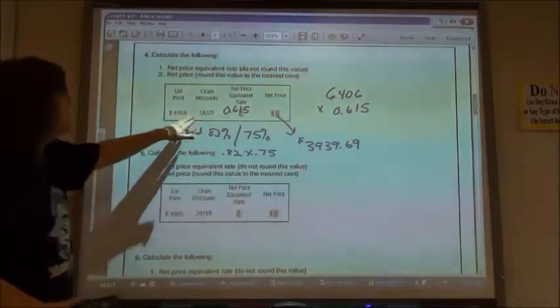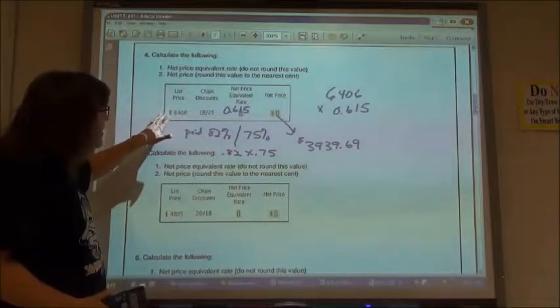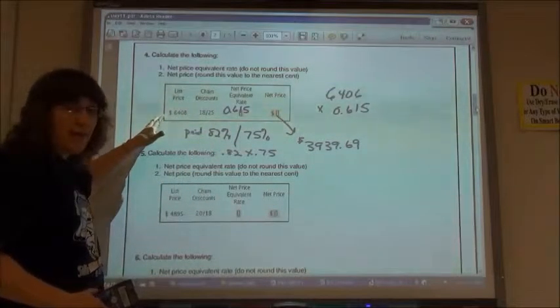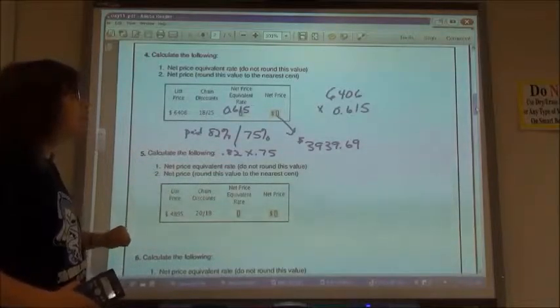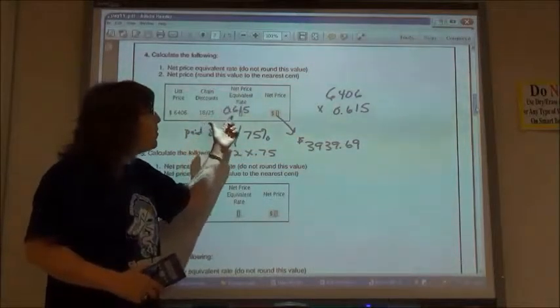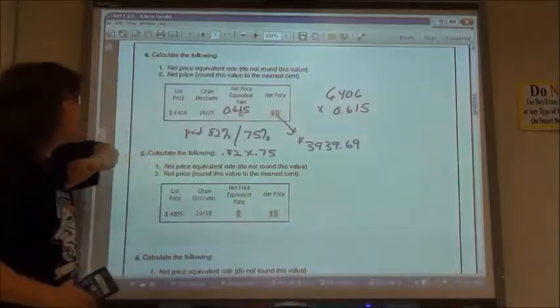So instead of having to take 18% and then subtract that amount, 25% and subtract that amount, we use the net price equivalent so that we just have to multiply by one value and we end up with the price that we're going to pay.